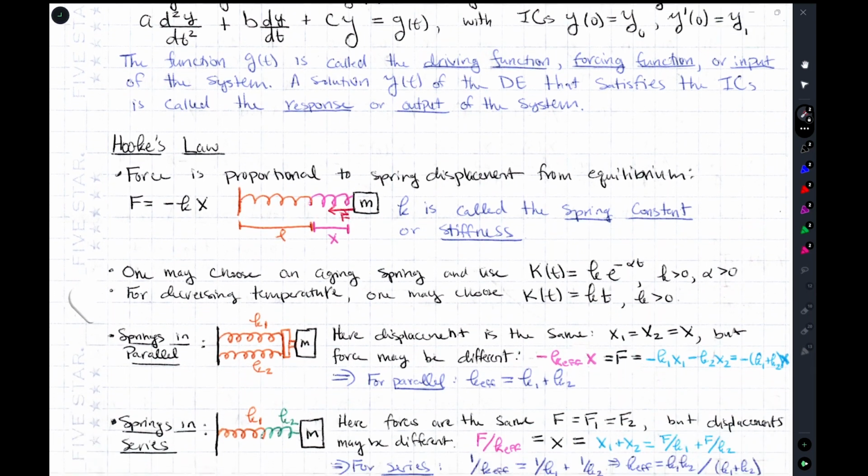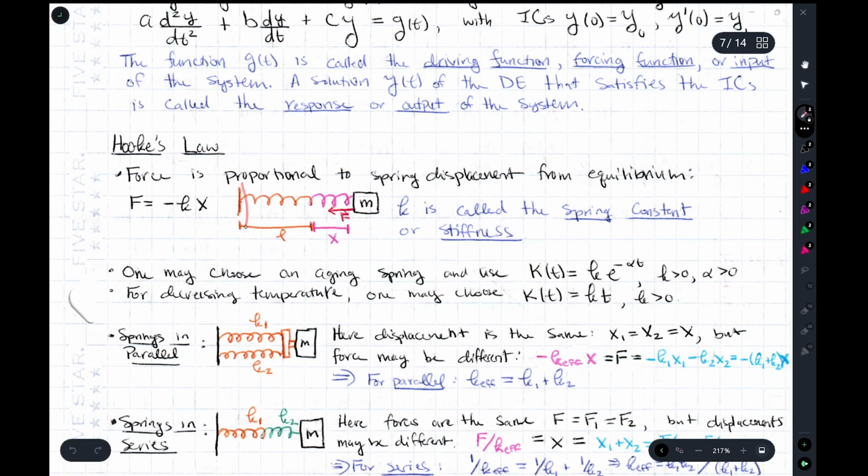So let's look at the basics of the spring mass system, and we'll start with Hooke's law. Hooke's law tells us that the force that a spring applies, or that you would apply to keep it in equilibrium, is proportional to the spring displacement from equilibrium. Here this minus sign means that this is the force that the spring applies, and that minus sign is restorative.